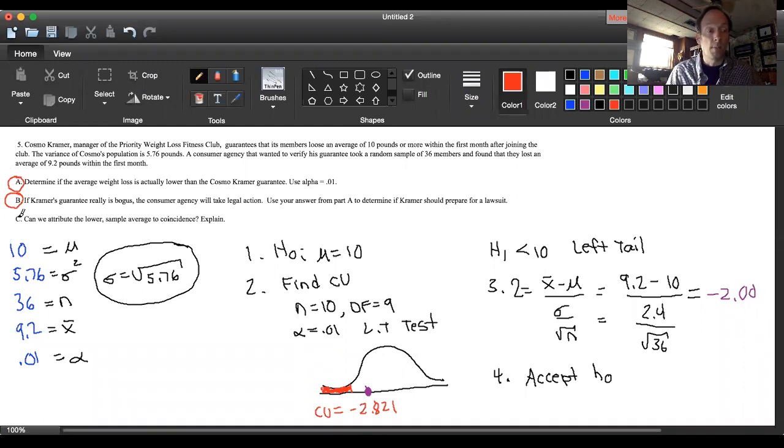And part C, can we attribute the lower sample average to coincidence? Our answer would be absolutely yes, we can, because we landed in the acceptance region of our curve. That is, we did not reject the null hypothesis. So if we ended up accepting the null hypothesis, we can attribute the difference between the sample average and the population average to merely sampling error. So we could say it was just a coincidence that the sample average was a little bit lower than the population average. The difference was nothing more than sampling error.